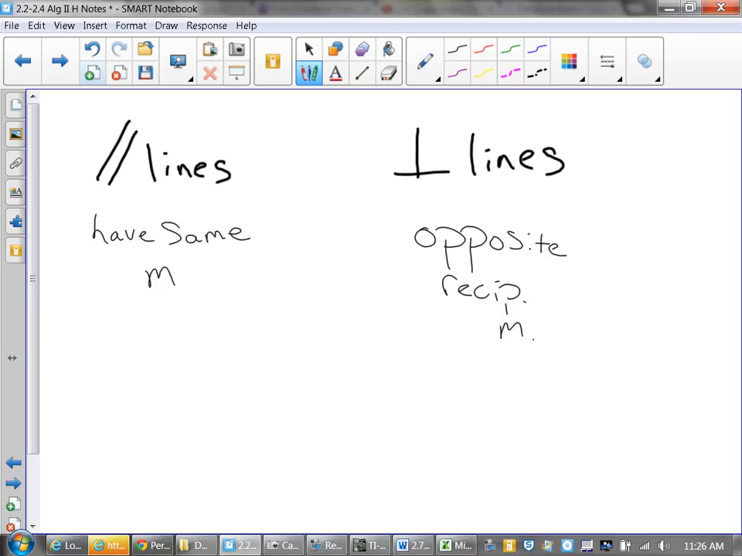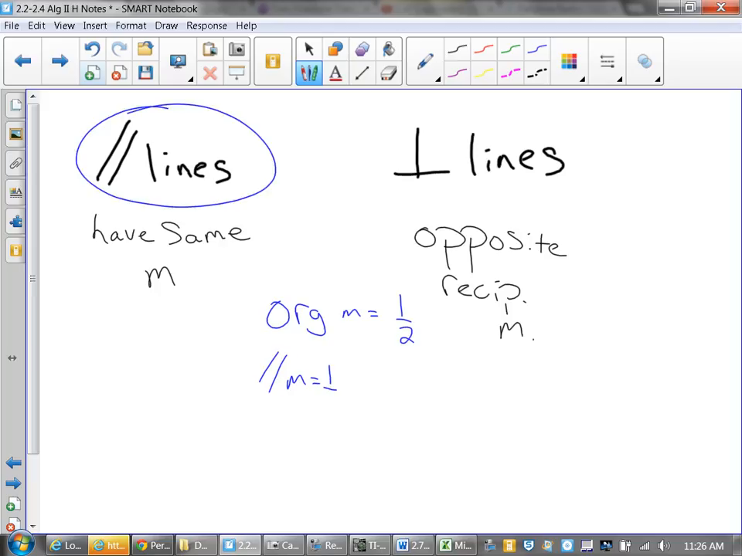For example, if I have an original slope, you'll hear me use that term a lot. If I have an original slope of 1/2, what's my parallel slope? 1/2. And then what would be the perpendicular slope? -2. There's a reason why I write it out as original slope, and I'm going to explain that when we get to the 2.4 stuff. There's a real big reason why I like to do that.